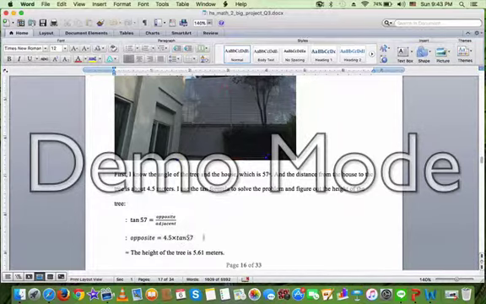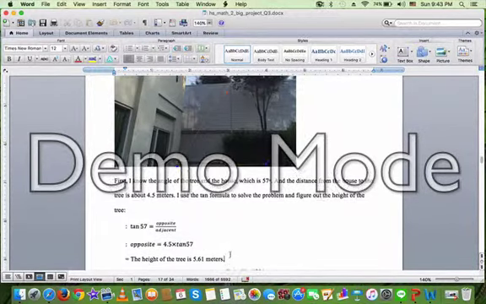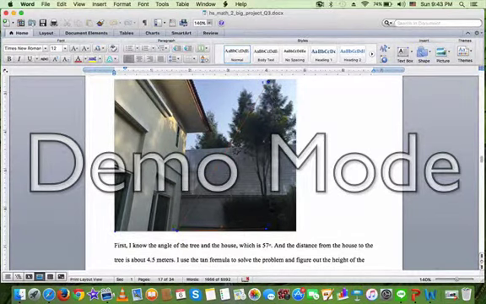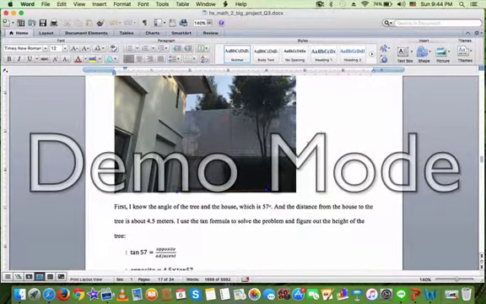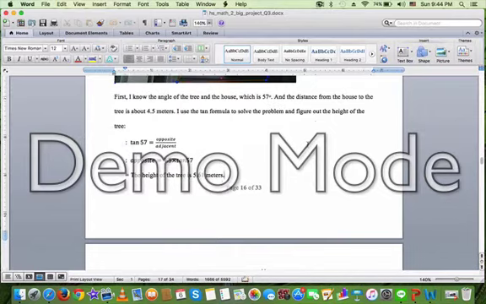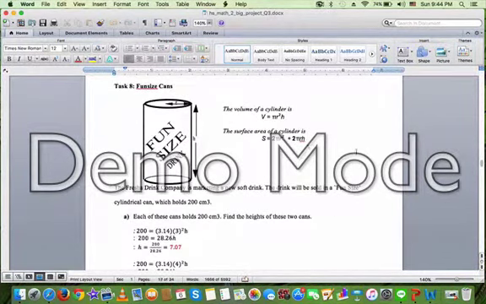So I use the same tan formula, and then I find the opposite, which is the height of the tree. So I use opposite equals 4.5 times tan 57. So the height of the tree is about 5.61 meters. So I know that when I cut the tree, it is about 5 to 6 meters tall, so I have to have enough space so that the tree doesn't hit the house.